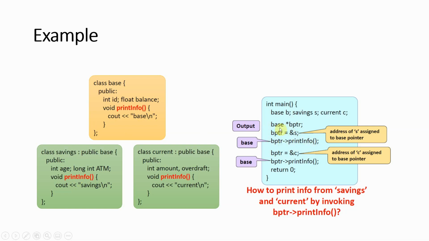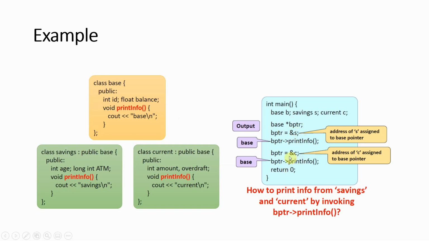We say that because we define bptr as a base star variable, right? So when we say bptr arrow print_info, it doesn't matter what bptr is pointing to. It doesn't matter if it's pointing to an object of class savings, an object of class current, or an object of class base. It's always gonna call the print_info from the class base. This is what early binding means. It's always gonna call this one. It doesn't matter what it is pointing to.